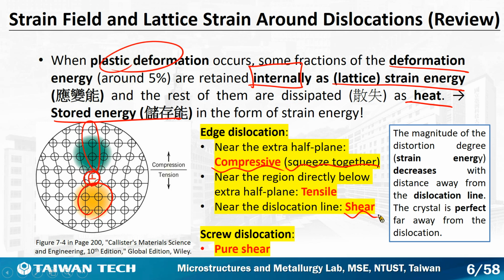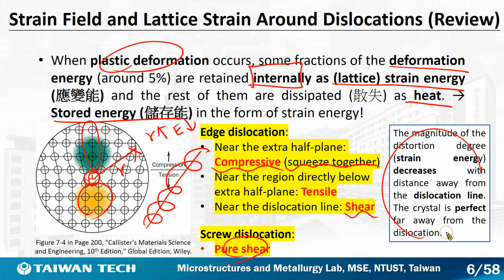However, for screw dislocations, we first have a dislocation line and a lattice distortion, experience lattice distortion around this dislocation line. So it's the pure shear. And we also know that when the distance away from this region, for example, these locations with distance r, if r increased, the strain energy, the energy will decrease. Okay, this is the statement here.